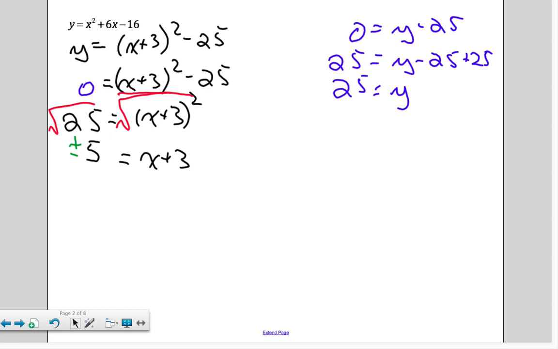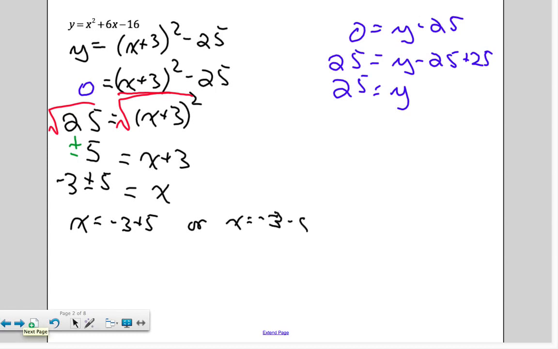So now we want to isolate for x. Well, what do we do to this side to isolate for x? Minus 3. Yeah, so we subtract 3, right? So we need to subtract 3 on this side. So x is equal to negative 3 plus or minus 5. So really x is equal to negative 3 plus 5, or x is equal to negative 3 minus 5.